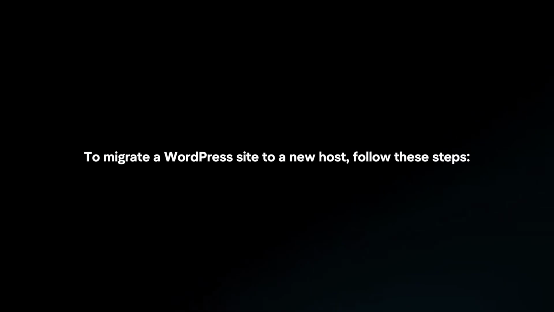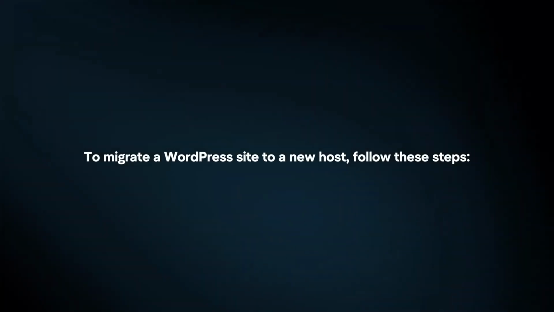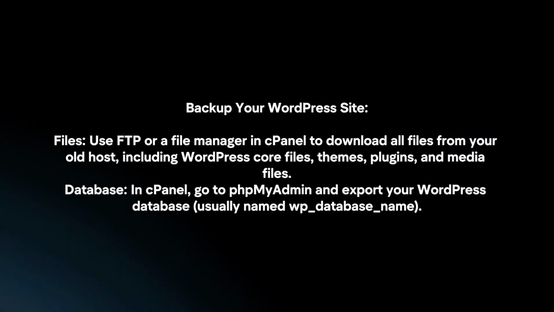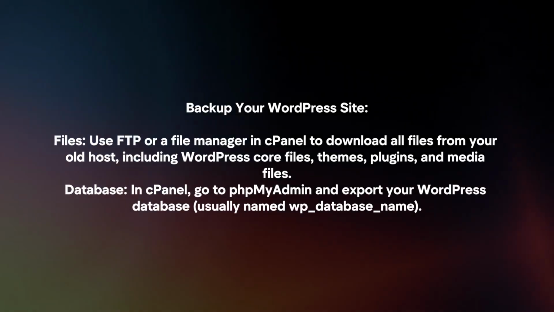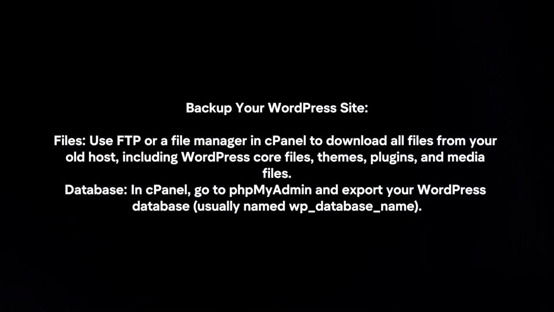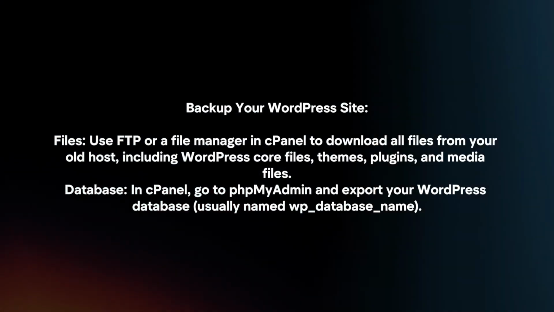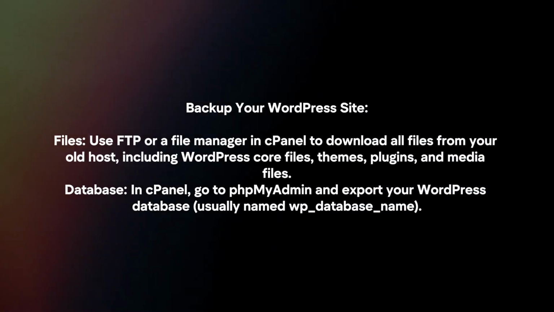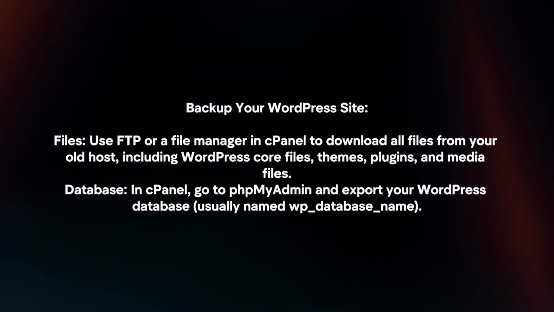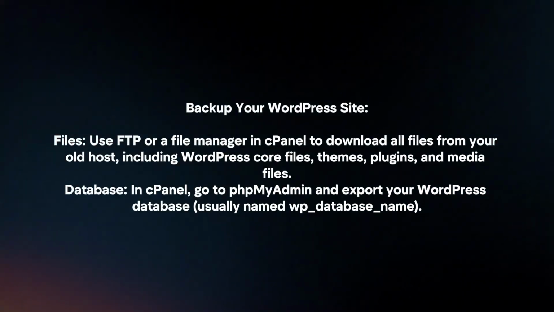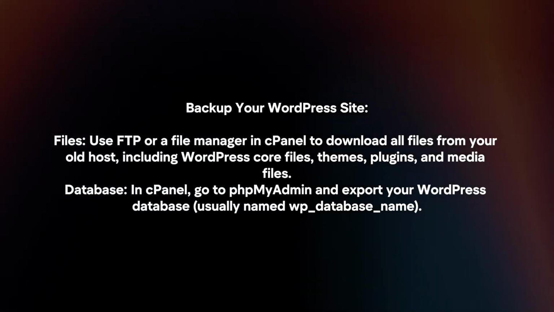To migrate a WordPress site to a new host, follow these steps. Back up your WordPress site. Files. Use FTP or a file manager in cPanel to download all files from your old host, including WordPress core files, themes, plugins, and media files. Database. In cPanel, go to phpMyAdmin and export your WordPress database.